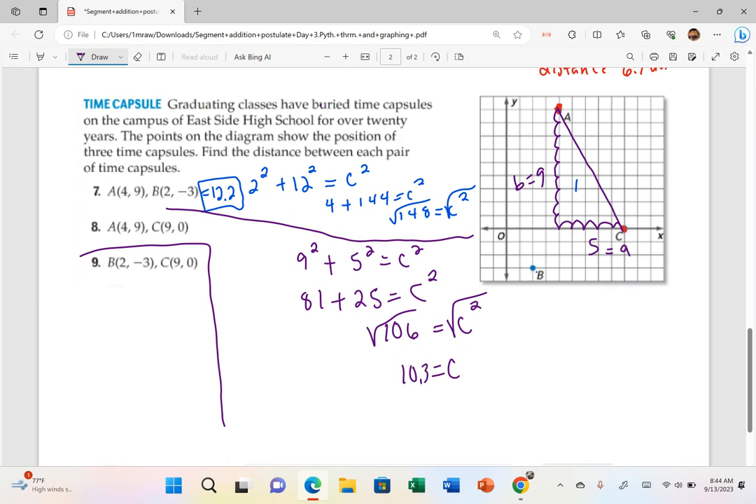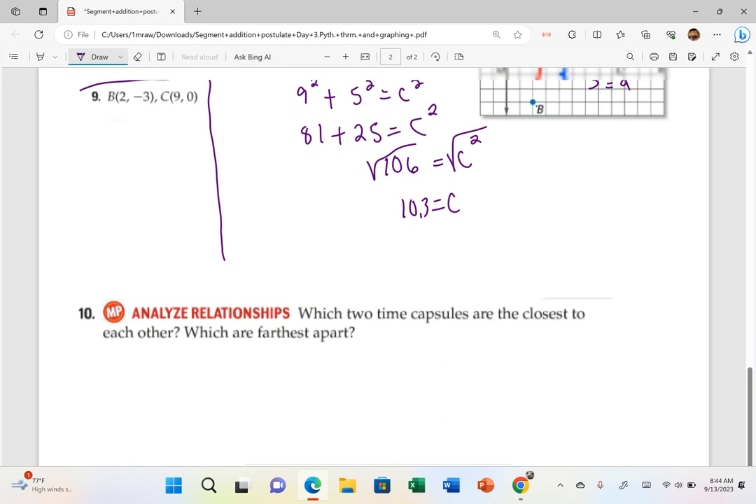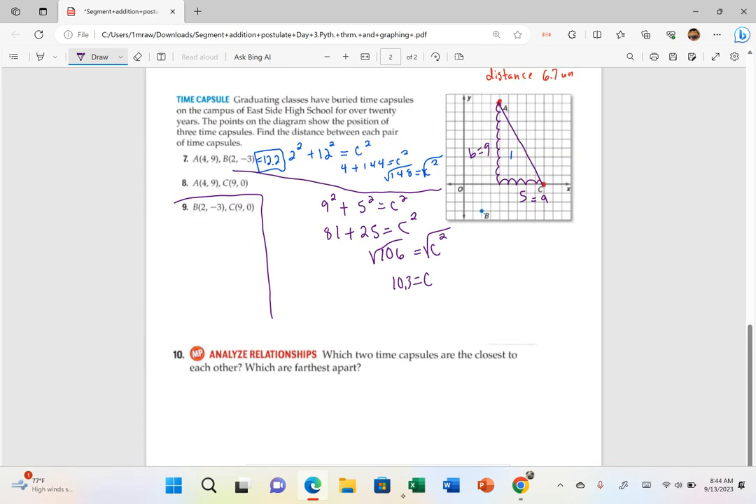I'm going to leave it there because we've done a couple of practice problems. You can tell whichever distance is the shortest. Right now, we know that AB is longer than AC. So you're going to do it one more time to find that distance.